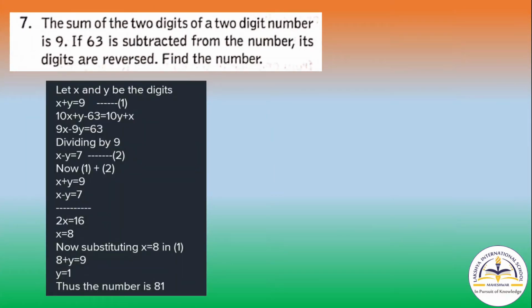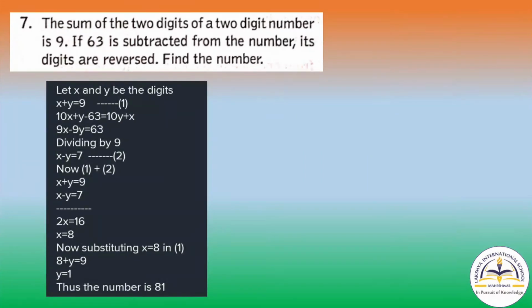Now question number 7. The sum of the two digits of a two-digit number is 9. If 63 is subtracted from the number, its digits are reversed. Now here we will make the equation for the sum of two digits. Let us consider the digits are x and y. It means the sum of two digits, x plus y, equals 9.